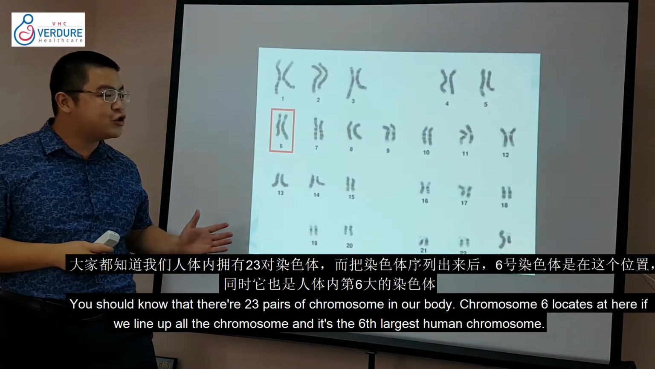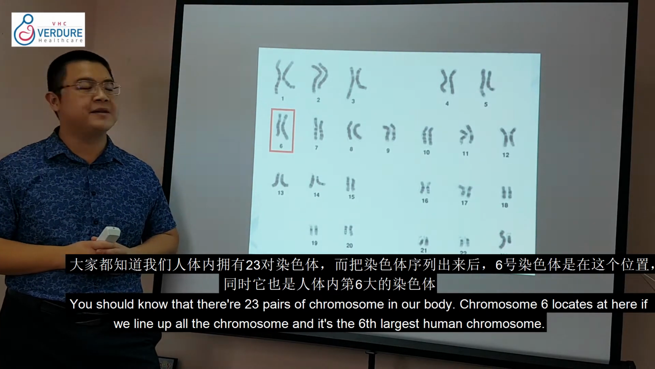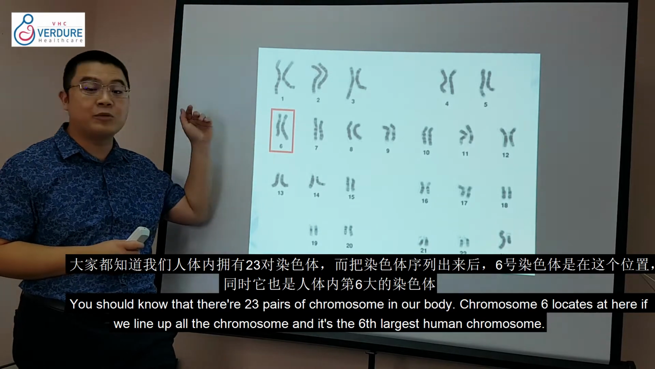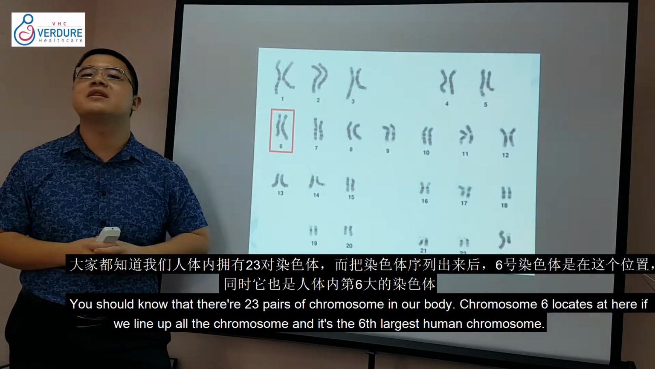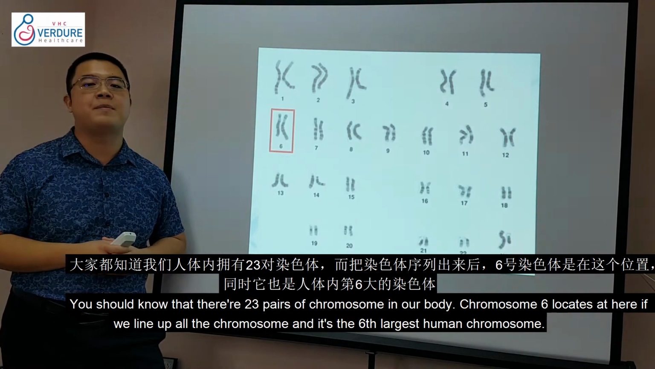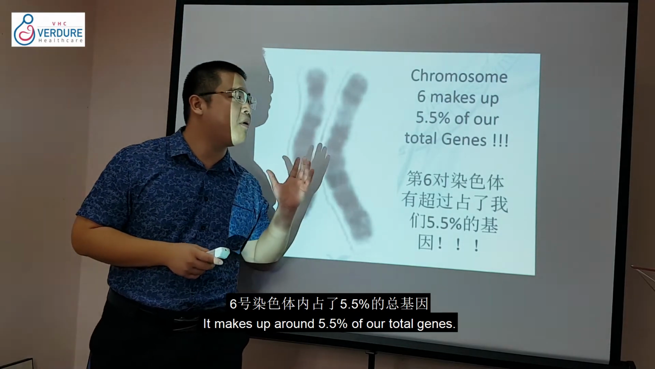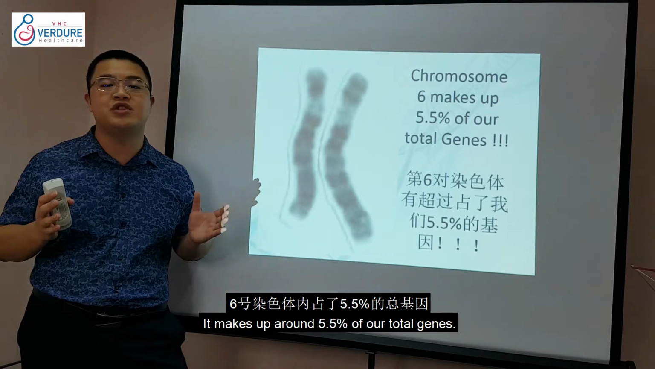Now, you should know there are 23 chromosomes in our human body. And chromosome 6 is located here if we were to line up all the chromosomes, and it is the 6th largest chromosome in the human body. Even though that's the case, it makes up about 5.5% of our total genes.